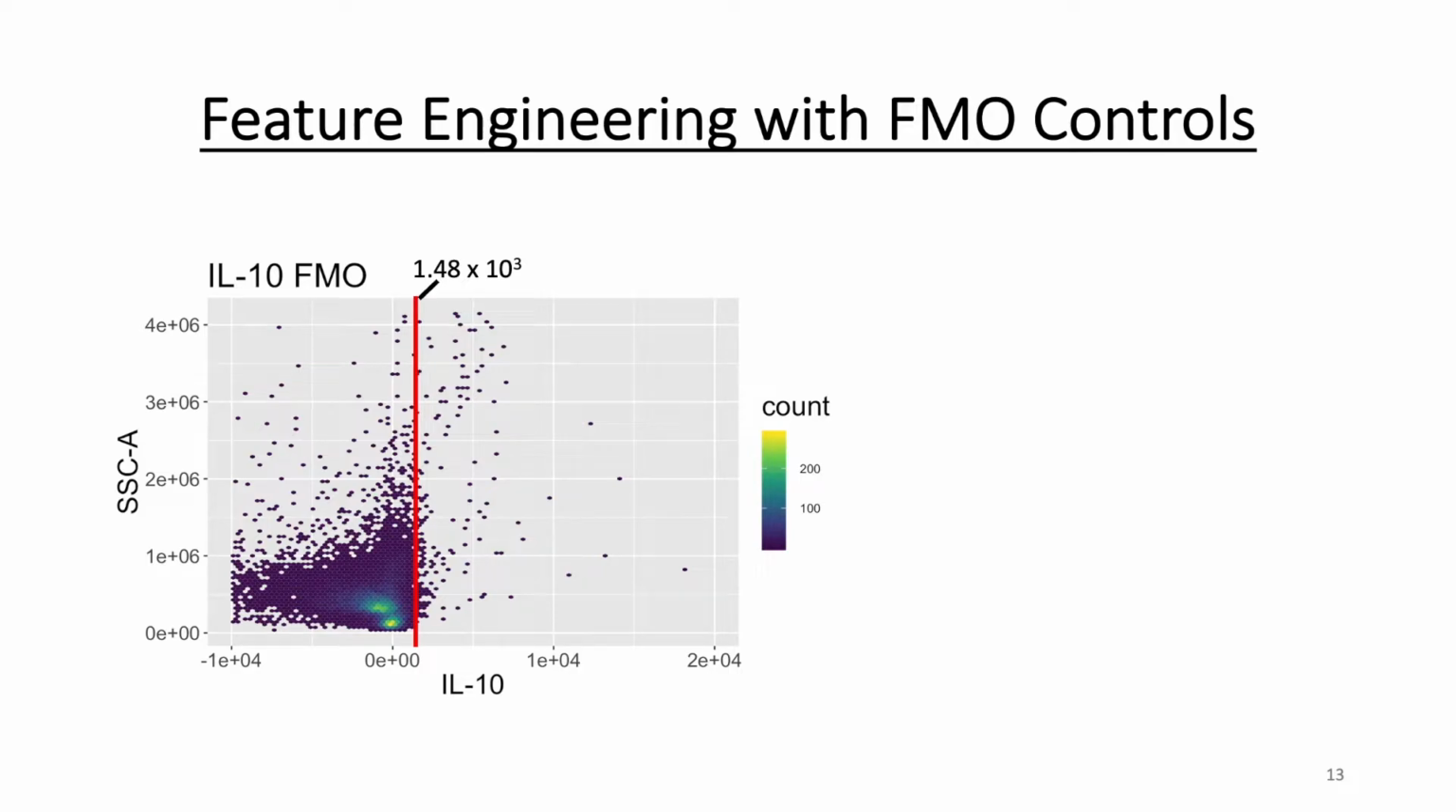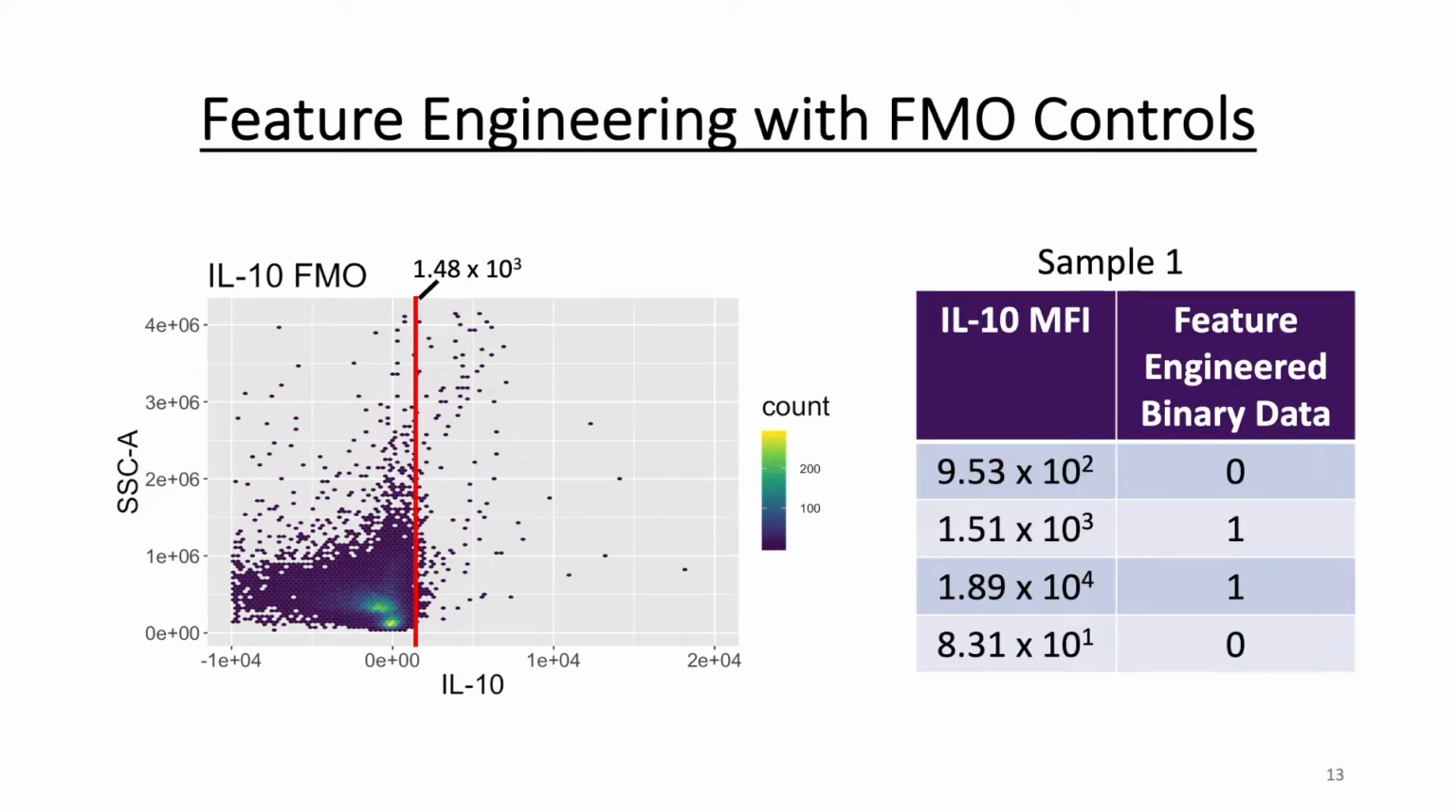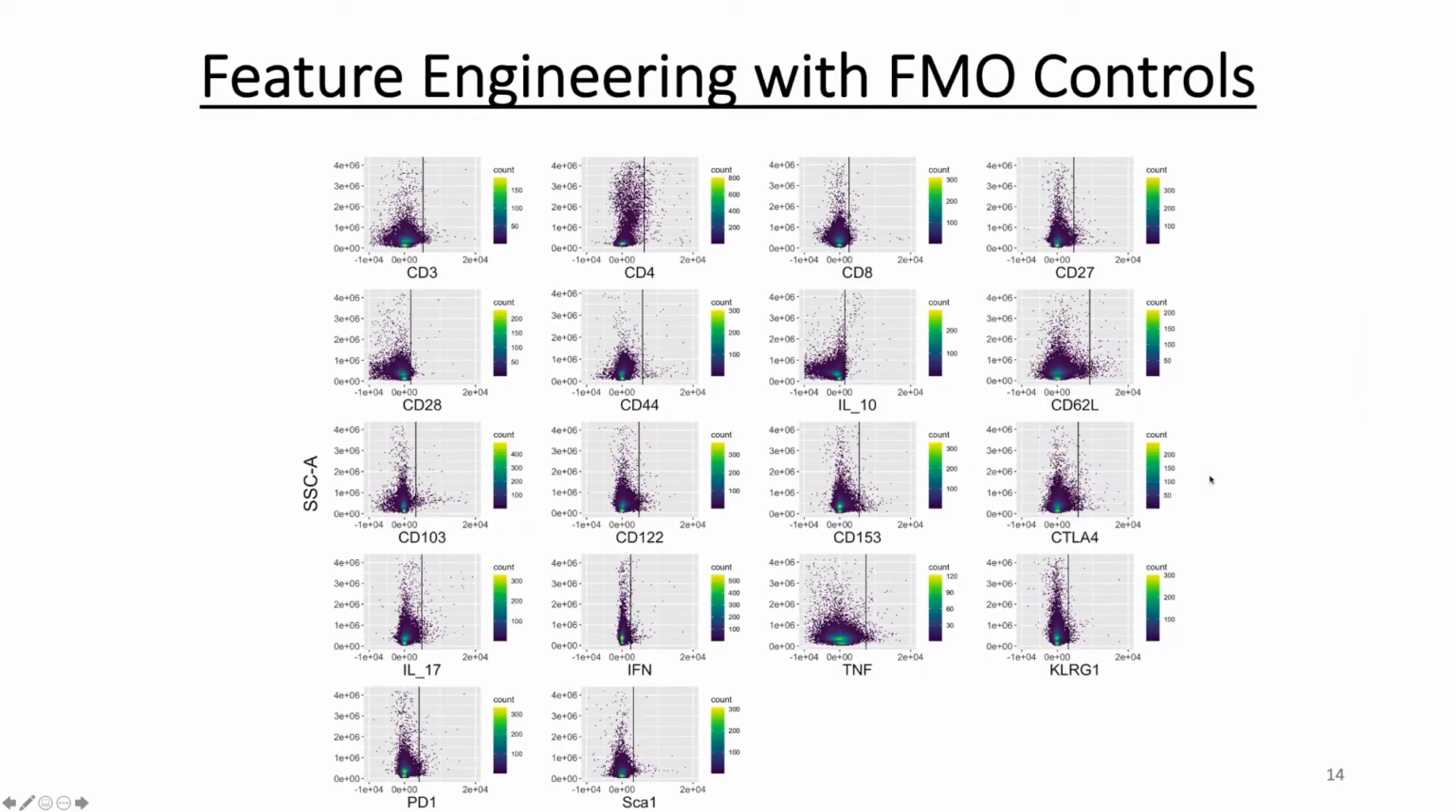And we can then apply this threshold to each subsequent sample and feature engineer it. So we're converting our continuous data into binary data, which represents the positive and negative dichotomy of the cells. So any cell value above our threshold becomes a 1, and anything below it becomes a 0. So 1 is positive and 0 is a negative for the marker. We perform this thresholding on all of our FMO samples and apply the feature engineering to our samples.